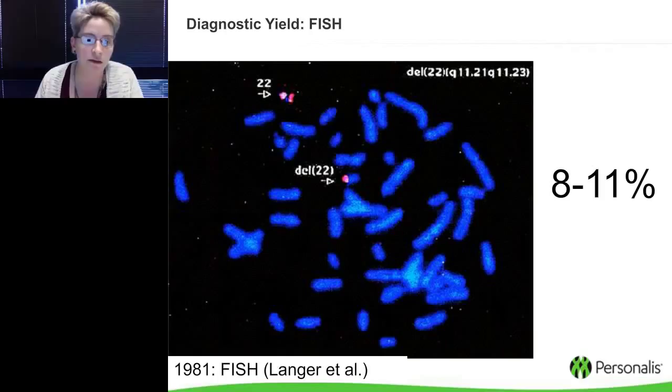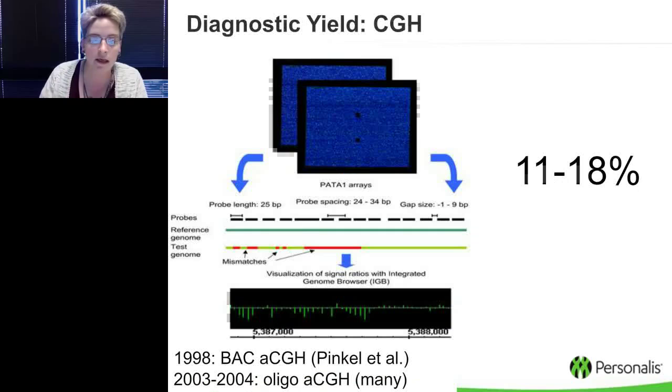So as molecular technologies such as FISH were developed, where we could probe specific areas of the genome, we saw an increase in the diagnostic yield. And then as technology improved and we began to enter the genome era, we could do more and more precise tests, again leading to an increase in diagnostic yield.